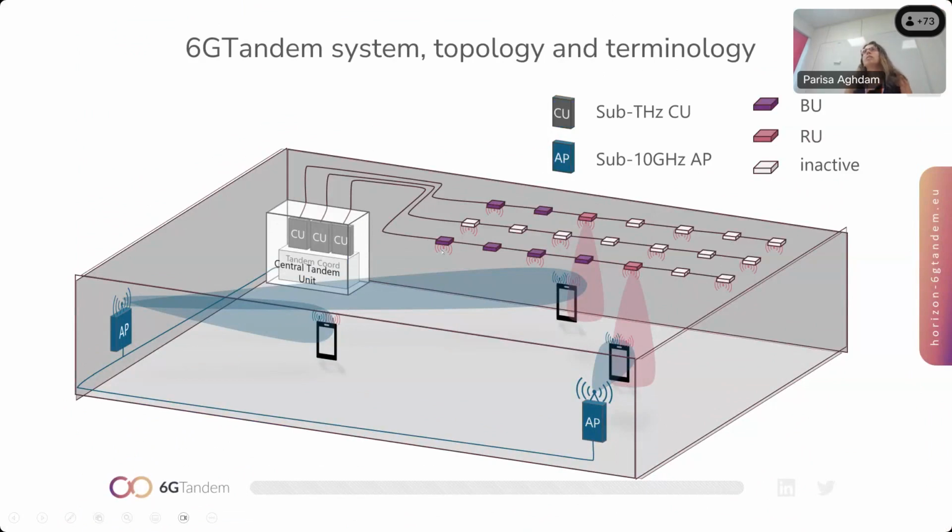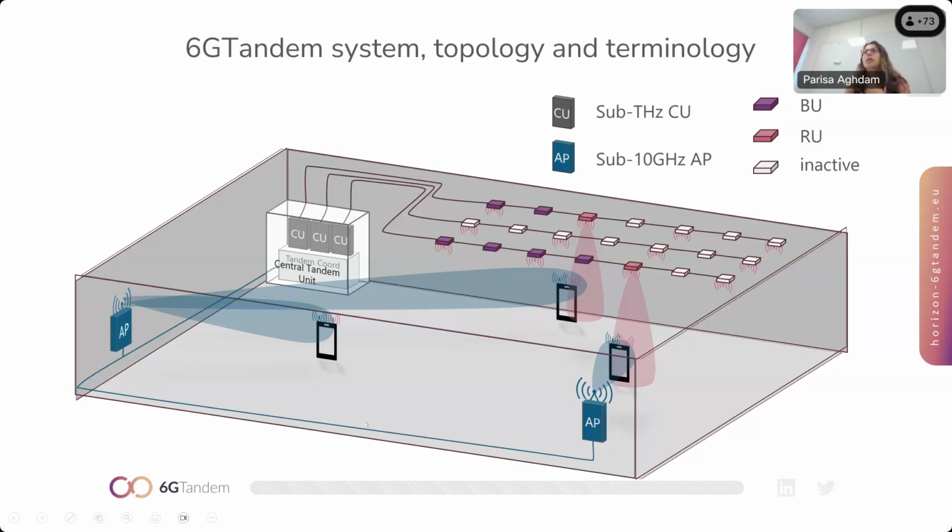So here is a picture of the system vision that we have for 6G Tandem, and I will go quickly through some topology and terminology, what I'm talking about here. So we have mainly envisioned to have 6G Tandem deployed in indoor scenarios. Of course, it doesn't hurt to move to outdoor, but in this project, we have mainly focused on indoor, and I will explain why.